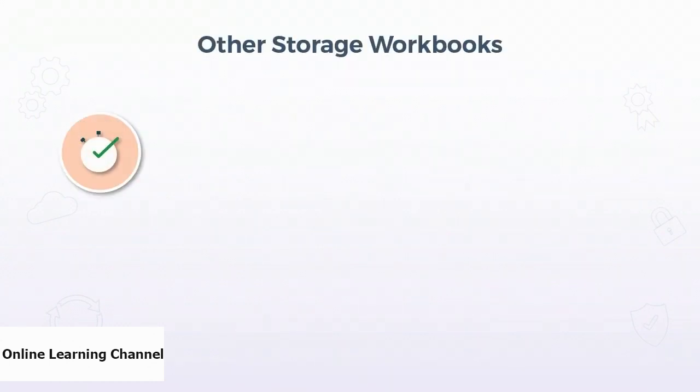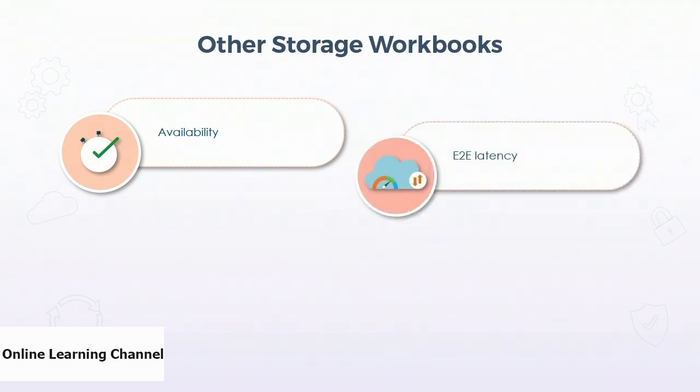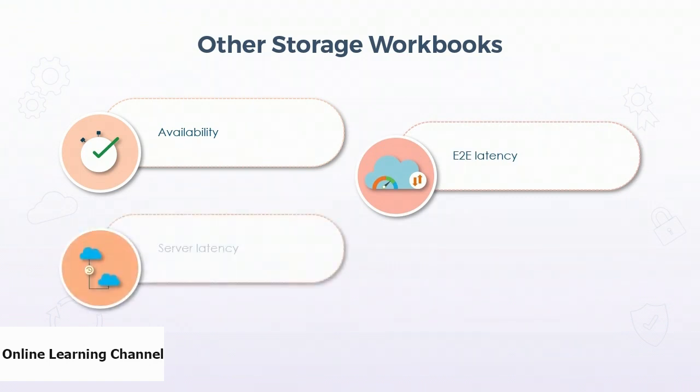There are other storage workbooks as well. Depending on whether you select availability, latency, or errors from the multiple storage account overview workbook, it'll open up different workbooks. If you select availability from the overview workbook, it opens up the availability workbook. Again, this shows you the health state of your storage services with a table of the health state of each object. If you click E2E latency or server latency in the overview workbook, it opens up the performance workbook, which gives us insight on performance and latency and breaks down the latency of successful API calls.